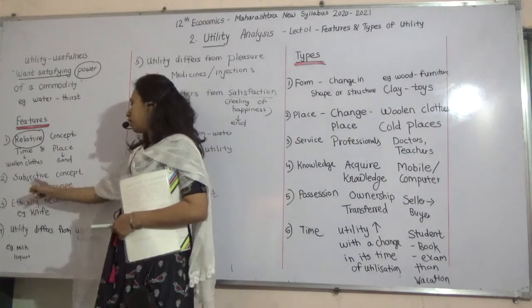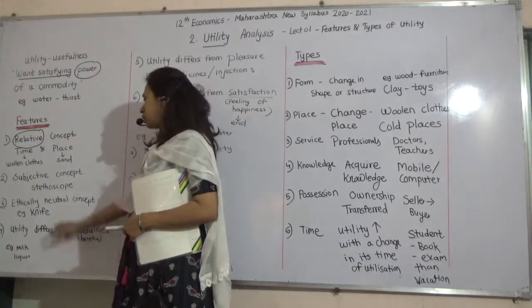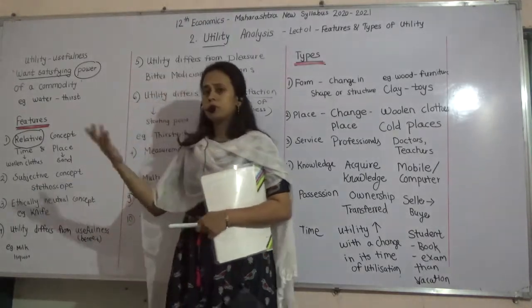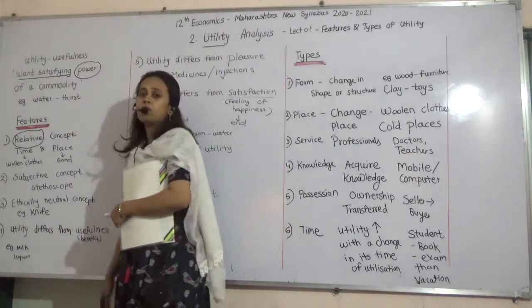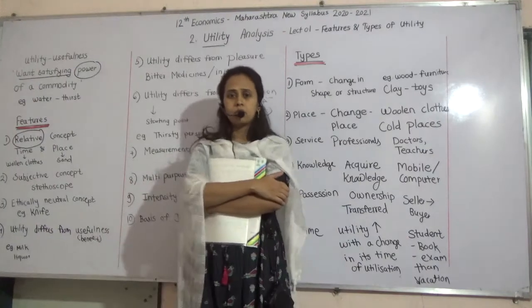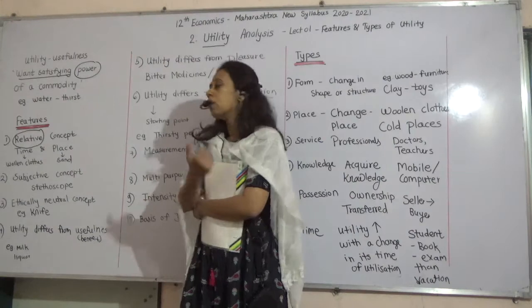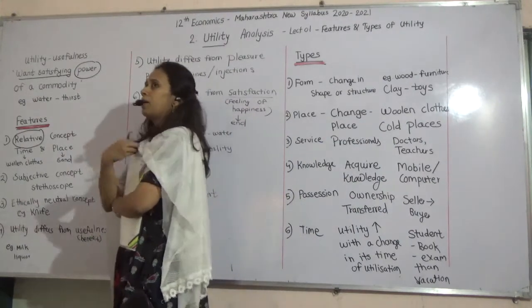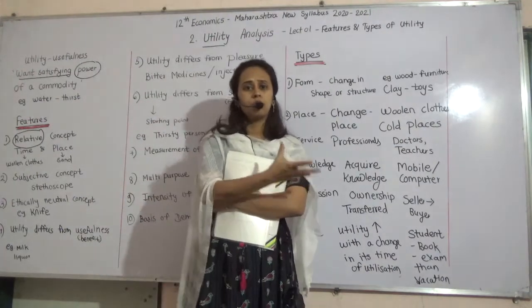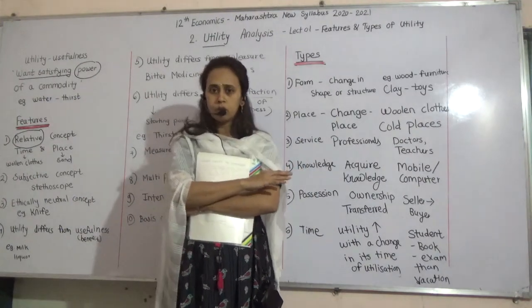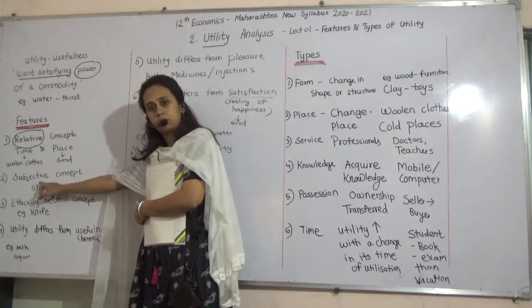Now let's start with the subjective concept. What is subjective? Subjective means from person to person it is different. For example, they have given the example of a stethoscope. Now tell me, what is the use of it? Doctors will utilize it, we will not use it. Or we can say, I am a pure vegetarian. If someone offered me the best non-vegetarian food, is it useful to me? No. So it differs from person to person.